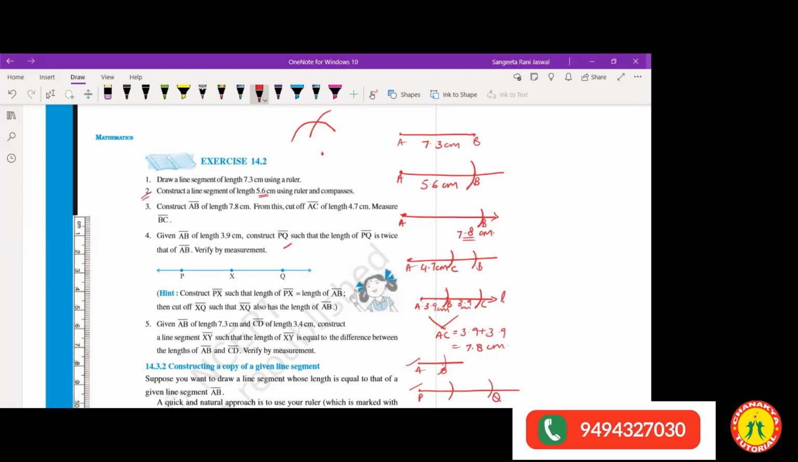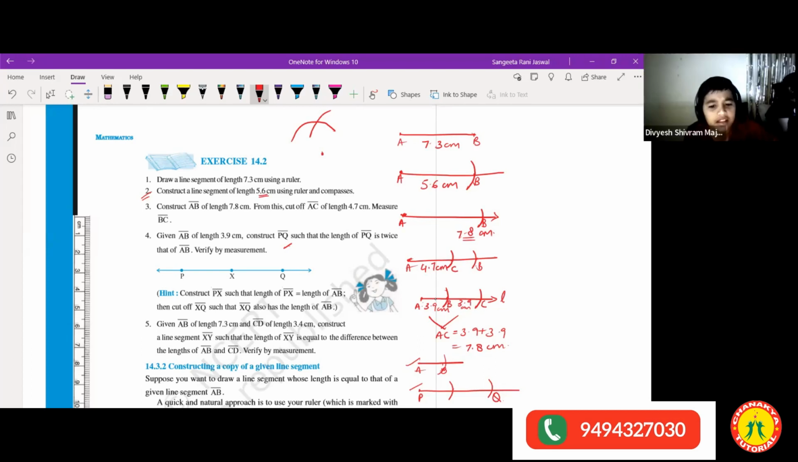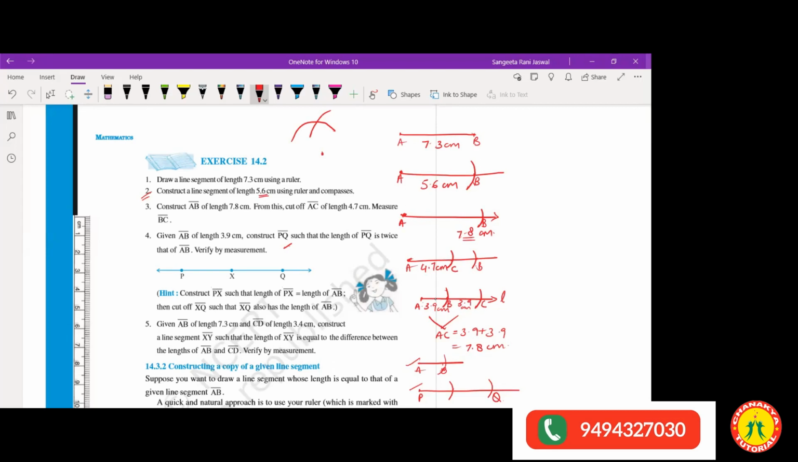Now, this is all with the measurement. See, if we had to do it just by subtraction, we would quickly do 7.3 minus 3.4, and whatever answer we get, that is the line segment. But we have to do it with construction. So, given line AB of length 7.3 centimeters and CD of 3.4 centimeters, construct a line segment XY such that its length is equal to the difference between the two. Now, how will you make it? To find the difference without subtracting, we should draw the line CD inside line AB. Okay. Now, see, first you will make line 7.3.